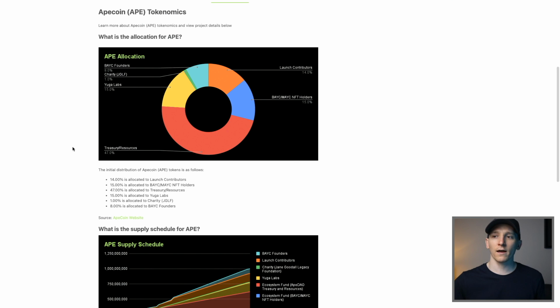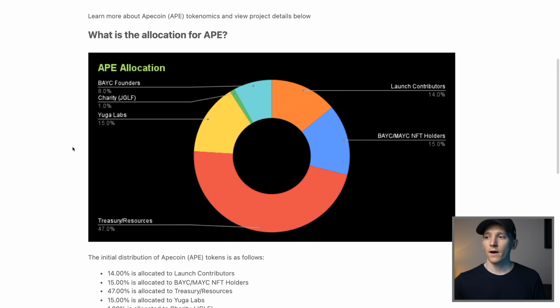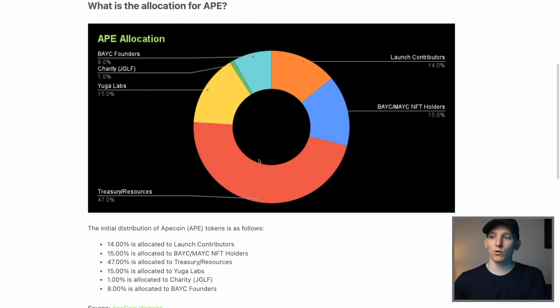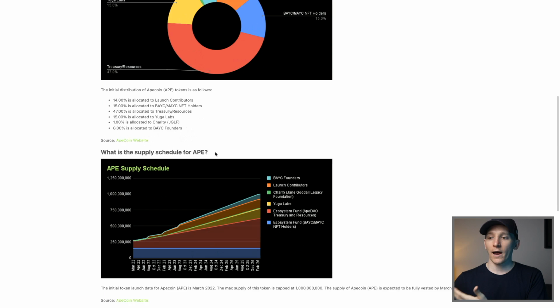Now, you can compare that against something else. I've got ApeCoin here, and what we can see here is that 15% went to those NFT holders, the initial NFT holders. We have Yuga Labs getting 15% and the founders getting 8%. That's almost, let's say, 25% or something for the founders, which is quite a lot. And then the treasury or resources here, that's for future investments. And look at the inflation.